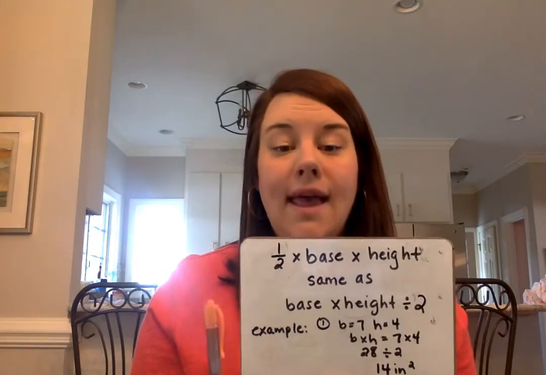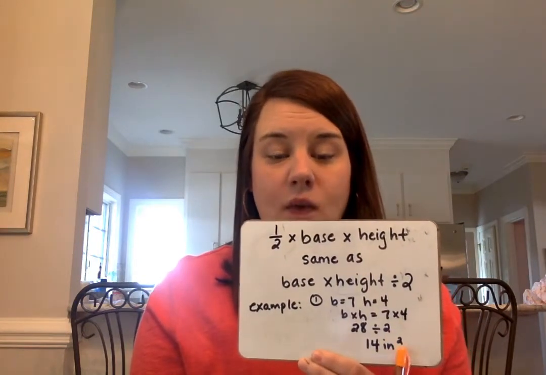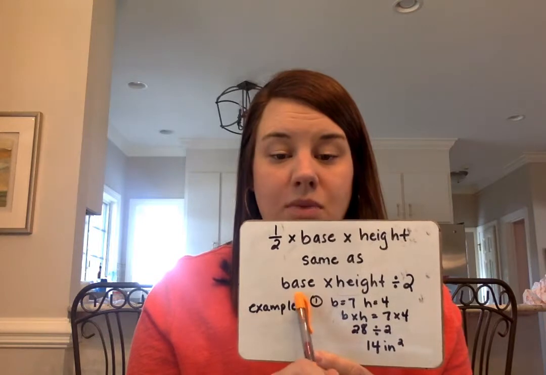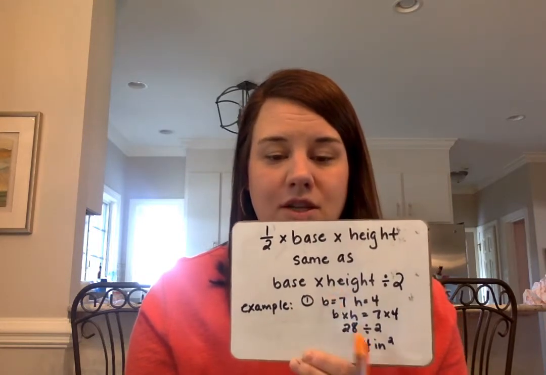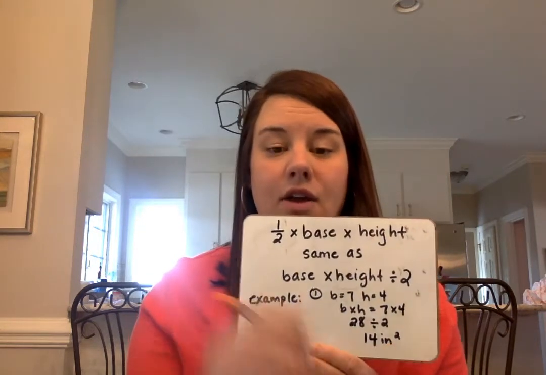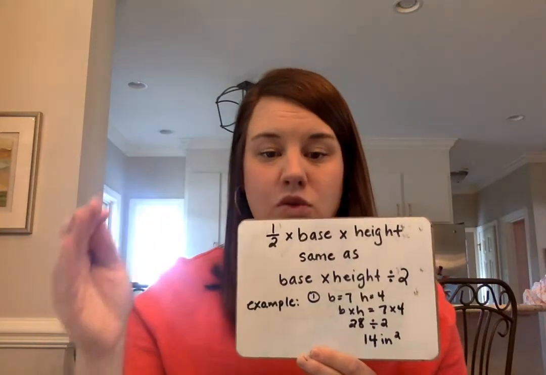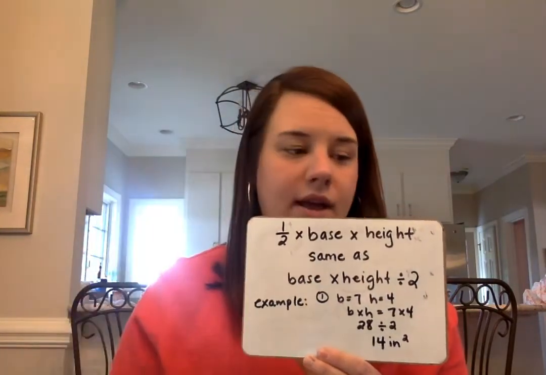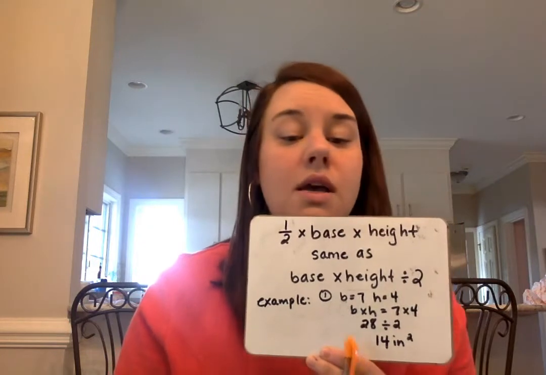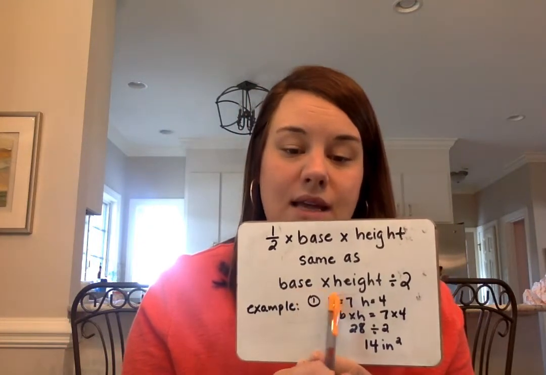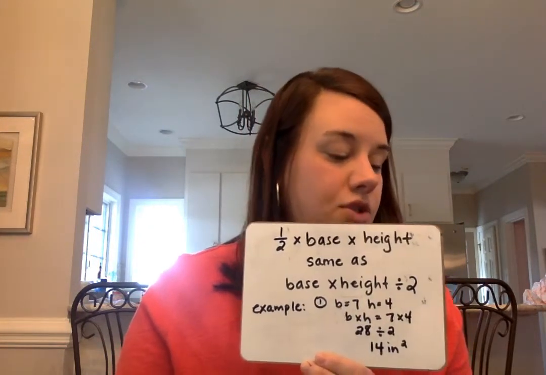And all area measurements have to have square units. That's because you multiplied a dimension times a dimension, and you have a 2D figure now. You're telling how much space it has on the inside of its area, okay? So make sure that you do the base times the height and divide by 2, okay?